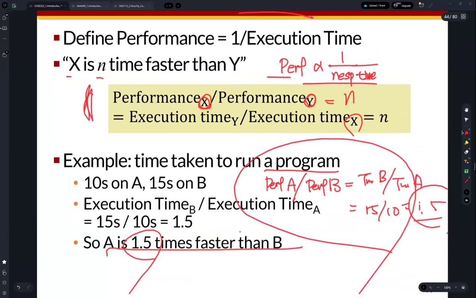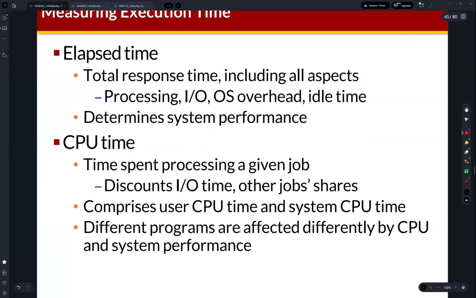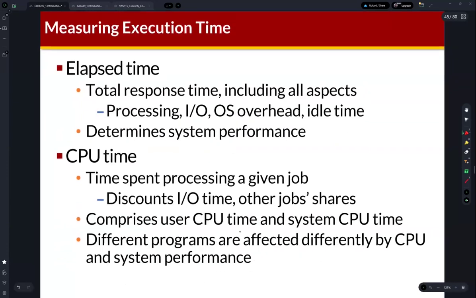Okay. So it's very simple. So how can we measure the performance? Well, we can measure the response time on a certain system. It's very easy, right? And then, well, actually, the real situation is not simple.